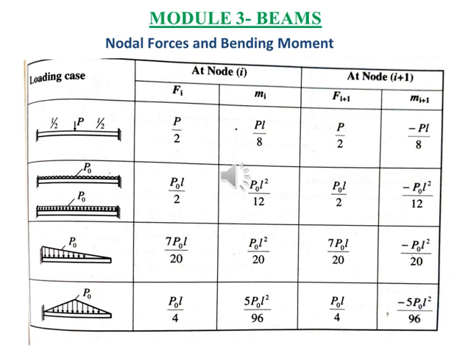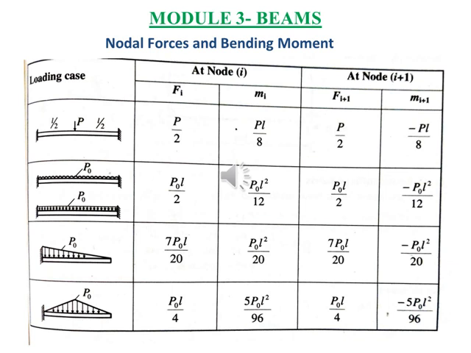Suppose it is a uniformly varying load, that is maximum at node 1 and 0 at node 2. Then in that case it will be 7 P naught L by 20 and P naught L square divided by 20 for node 1, that is the load and the bending moment, and the load at node 2 will be 3 P naught L divided by 20 and the bending moment will be minus P naught L square divided by 20.